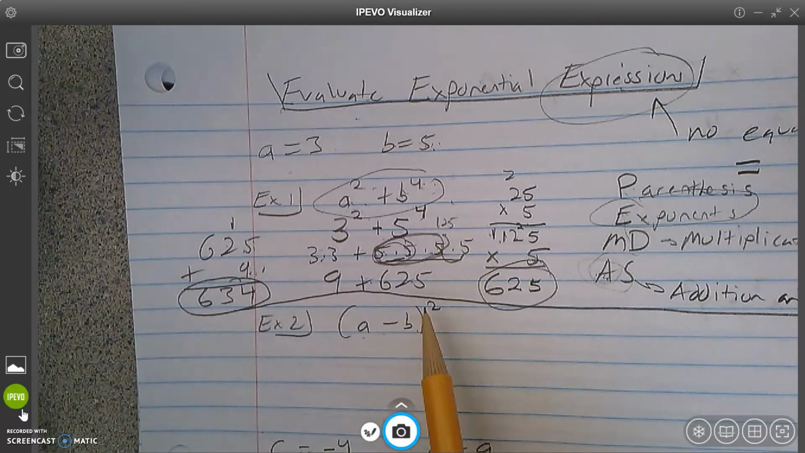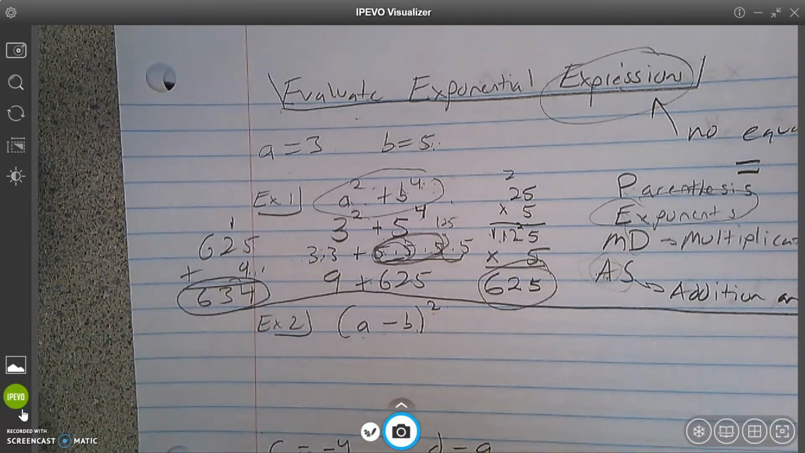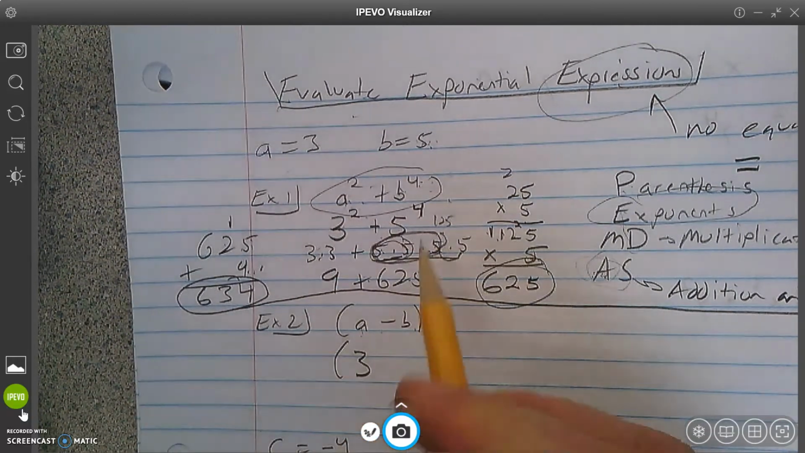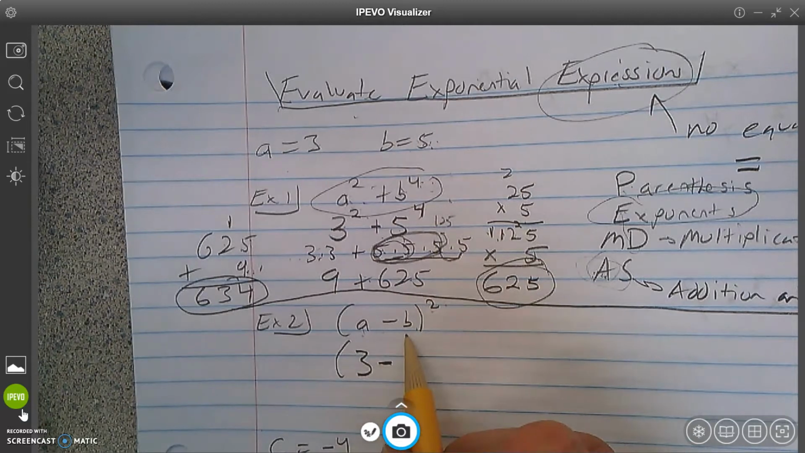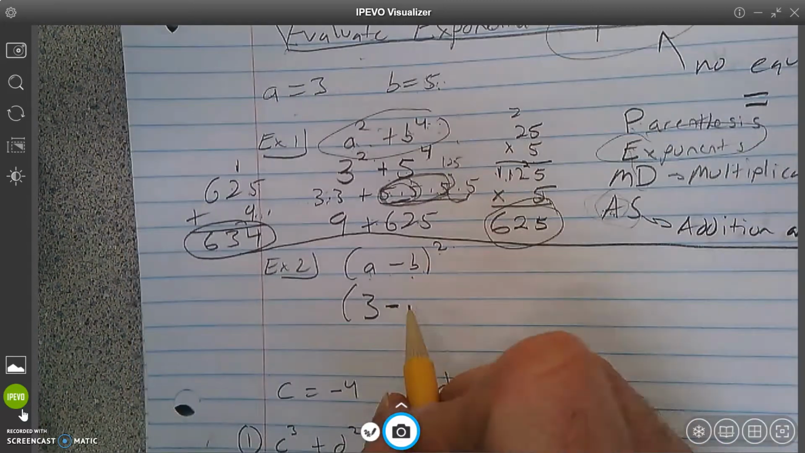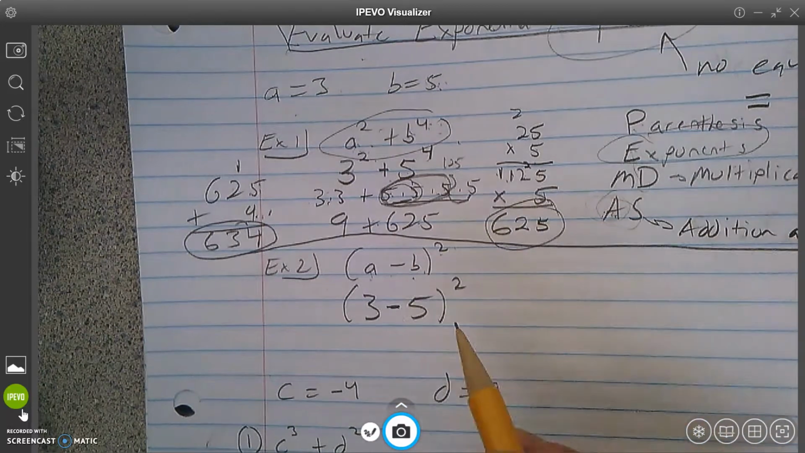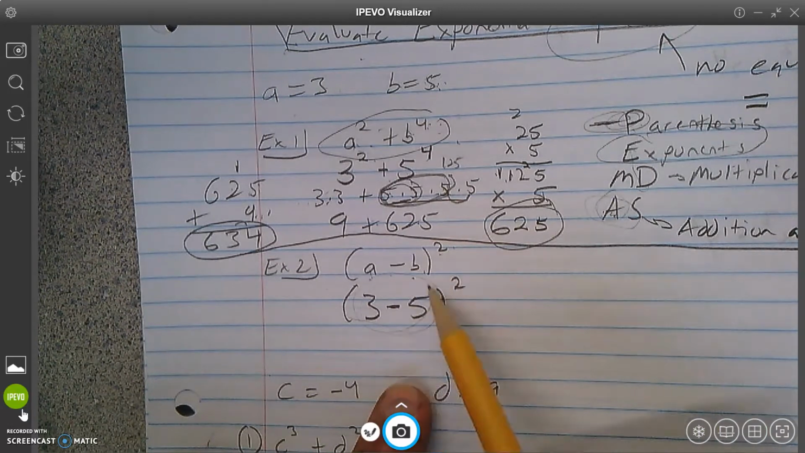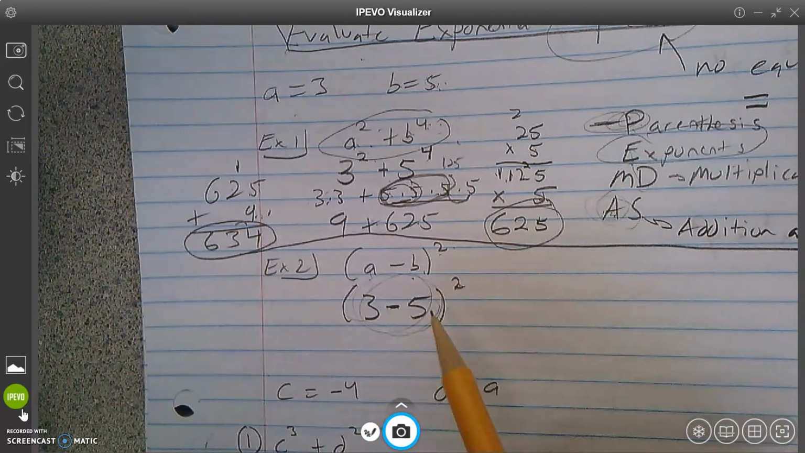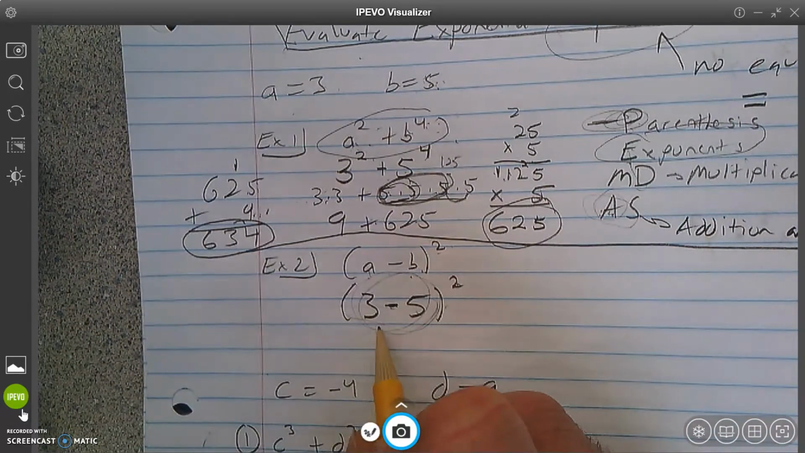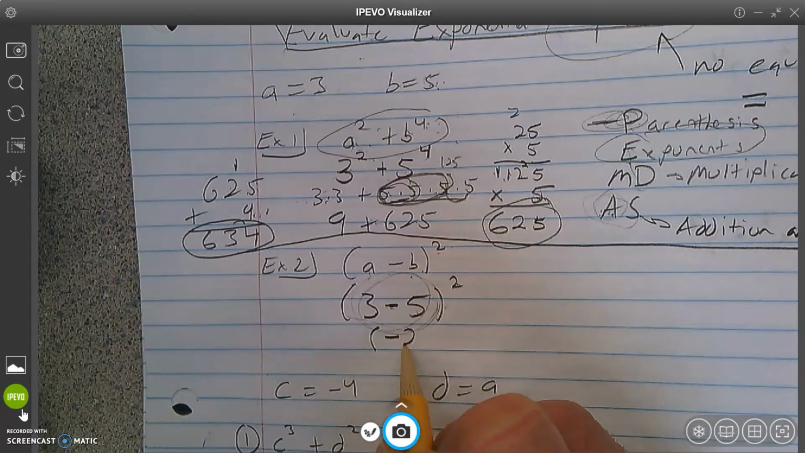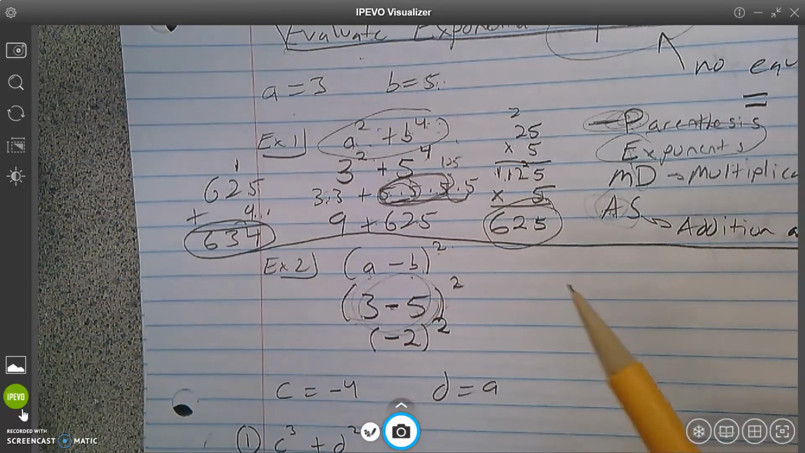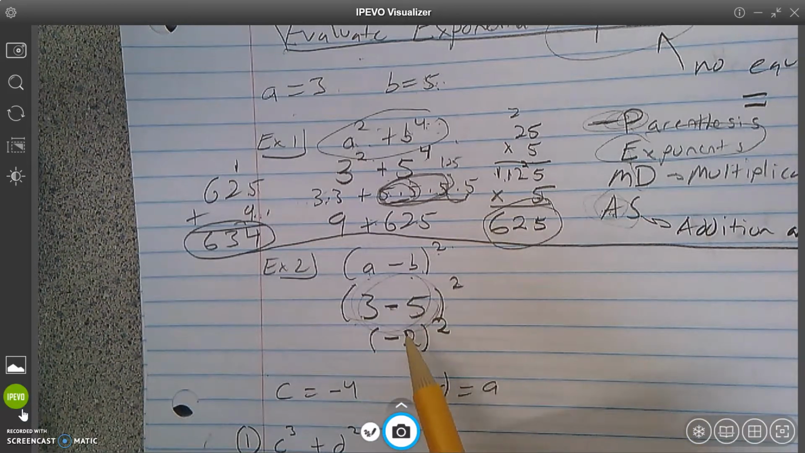A minus B, all squared, to the 2nd power, squared, same thing. So A is 3 minus B, which is 5, squared. So what am I going to do first? Parentheses. Whatever's in the parentheses first. So I'm going to do this first and then exponents second. 3 minus 5. What's 3 minus 5? Negative 2, because 5 minus 3 is 2. So 3 minus 5 is negative 2.